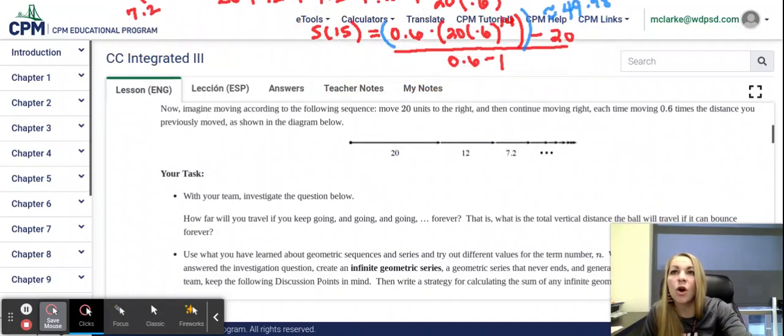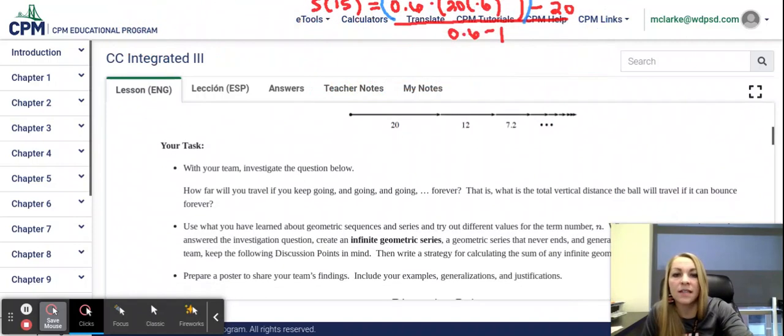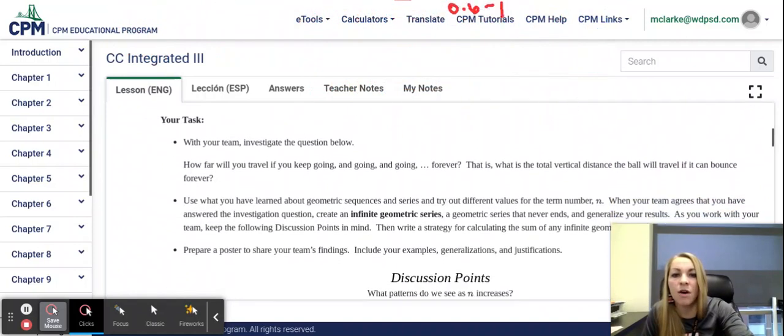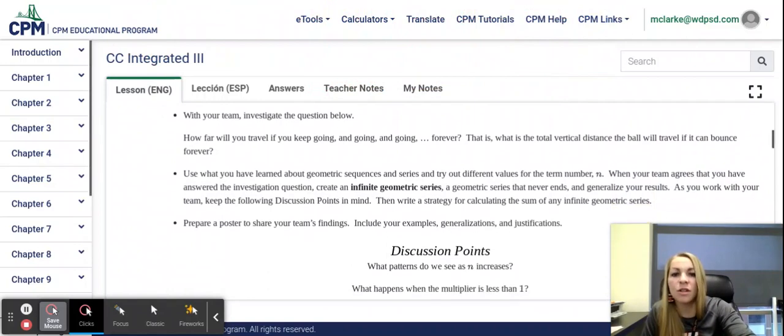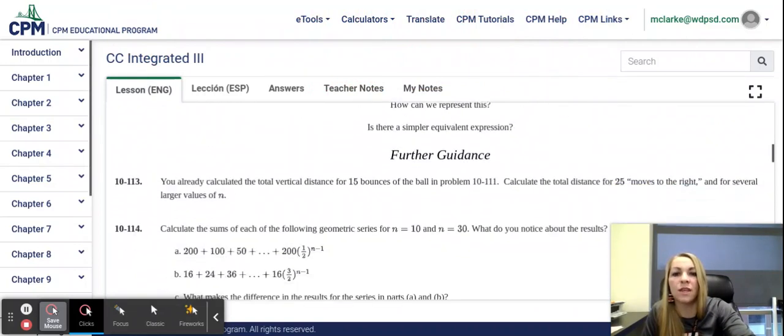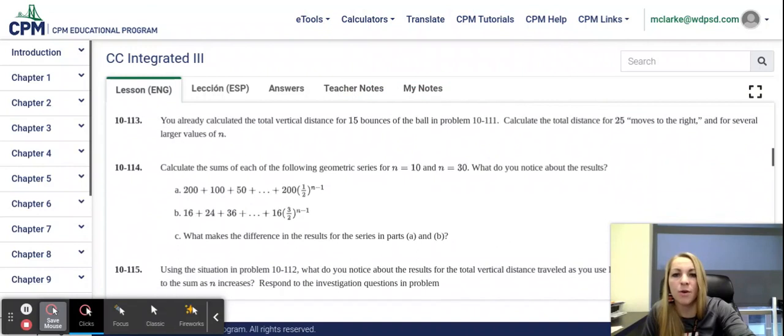This is where we're going to go to the handout. If you don't have the handout, go ahead and get that now. I'm just going to scroll down here into the further guidance if you're following along on the ebook. And so 113 says you already calculated the total vertical distance for 15 bounces of the ball in problem 10-111. Calculate the total distance for 25 moves to the right for several larger values of n.